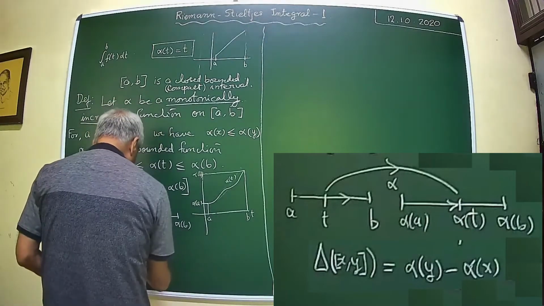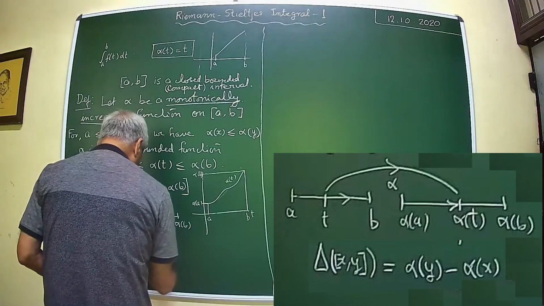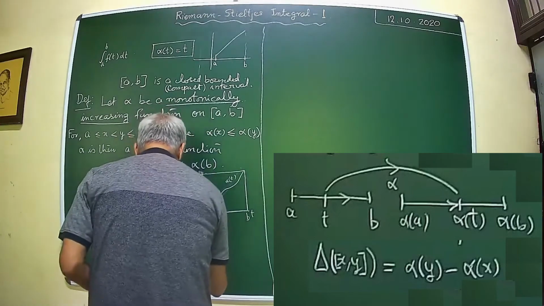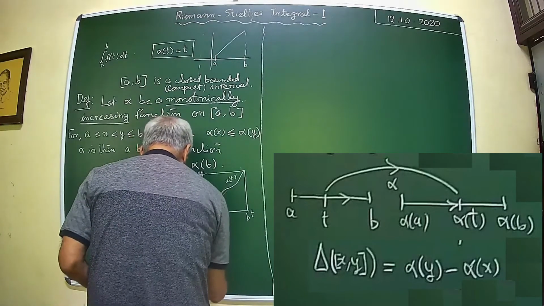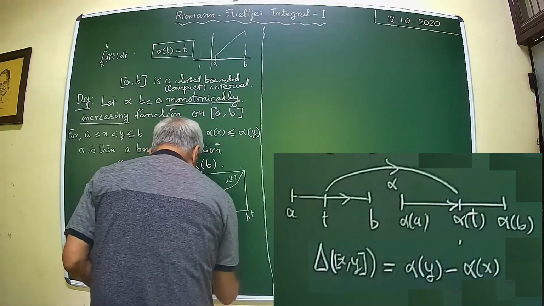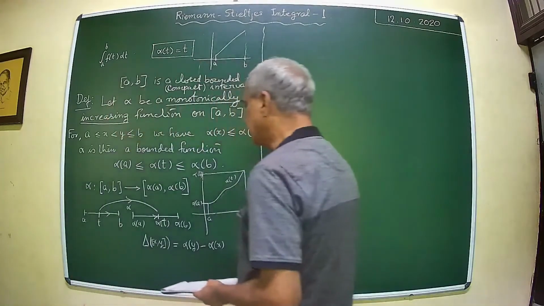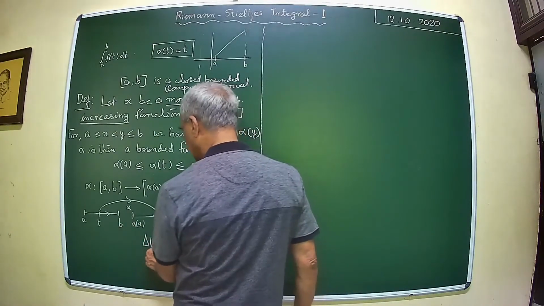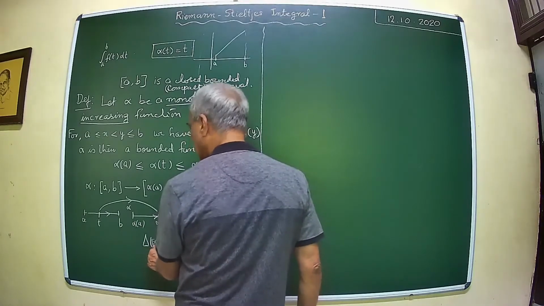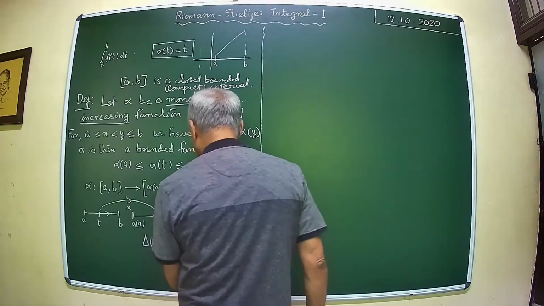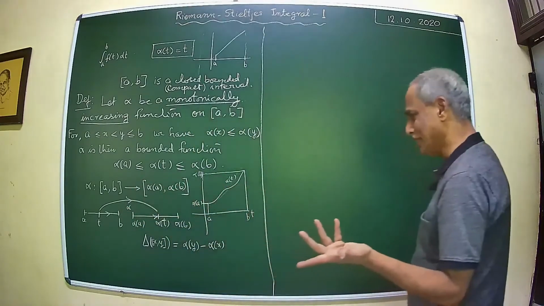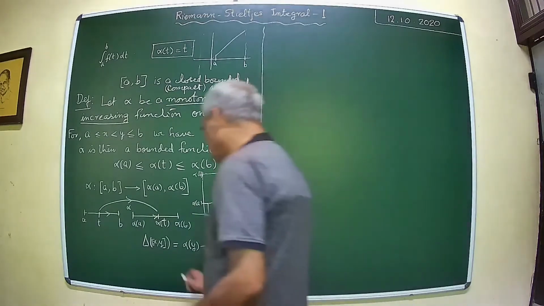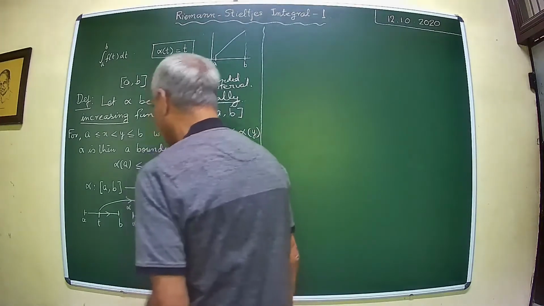See, delta on the interval x to y, this notion is now defined as alpha y minus alpha x. As you can see, if xy is the time slot in which your vehicle is stationary, then you are going to have alpha y minus alpha x equal to 0. That's the whole idea. So this is the new distance that you give. So let us use that.